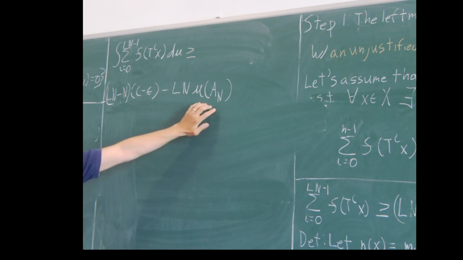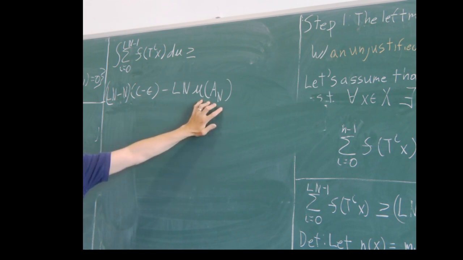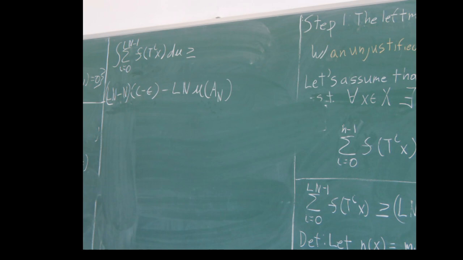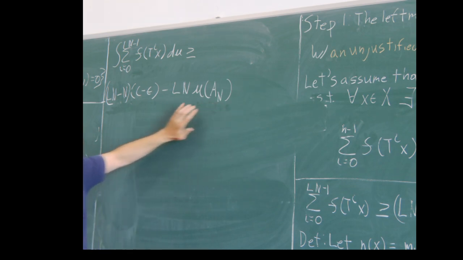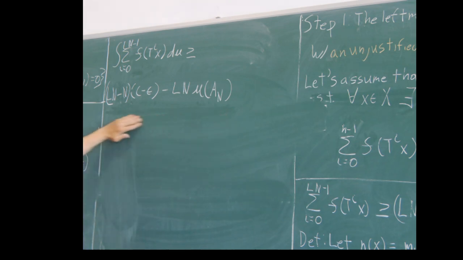The measure of those is at most the measure of A sub n, because I need two conditions to be satisfied. I need to have my point be in A sub n, that's bounded by A sub n, and there's an additional condition that it needs to be some x sub k for some k. That's an extra assumption. So it's at most the measure of A sub n. Okay, and so this is the estimate that you have.